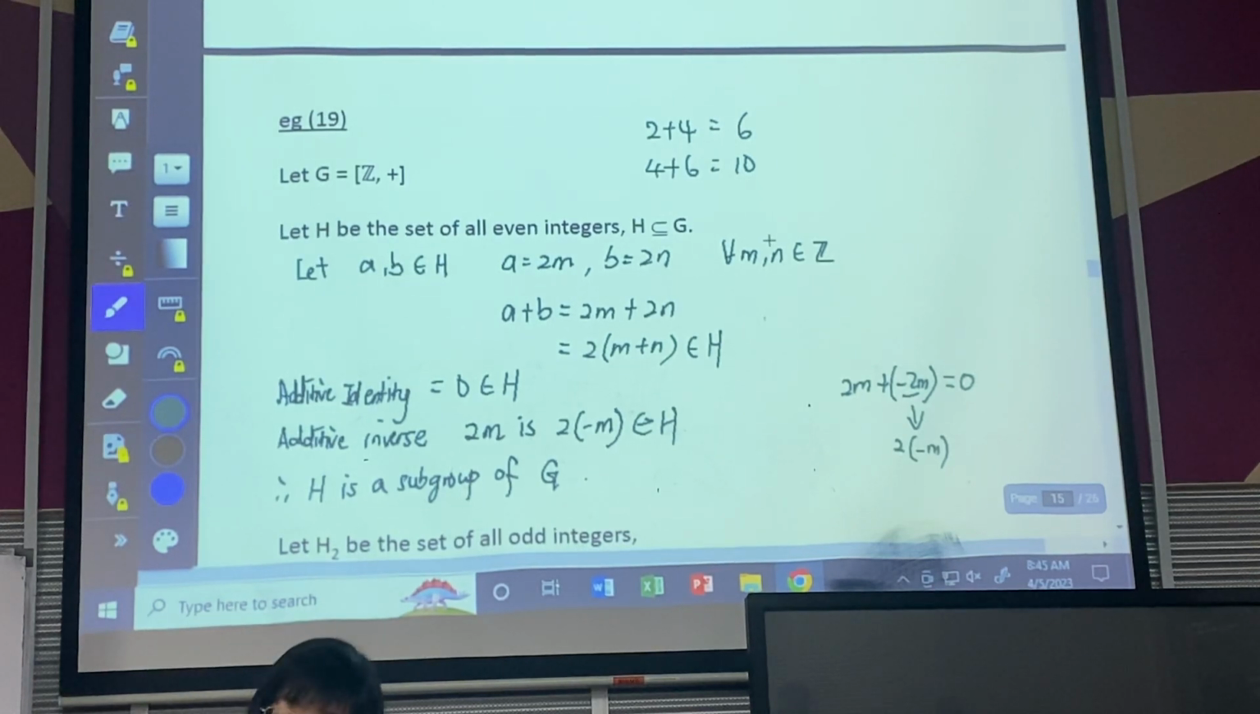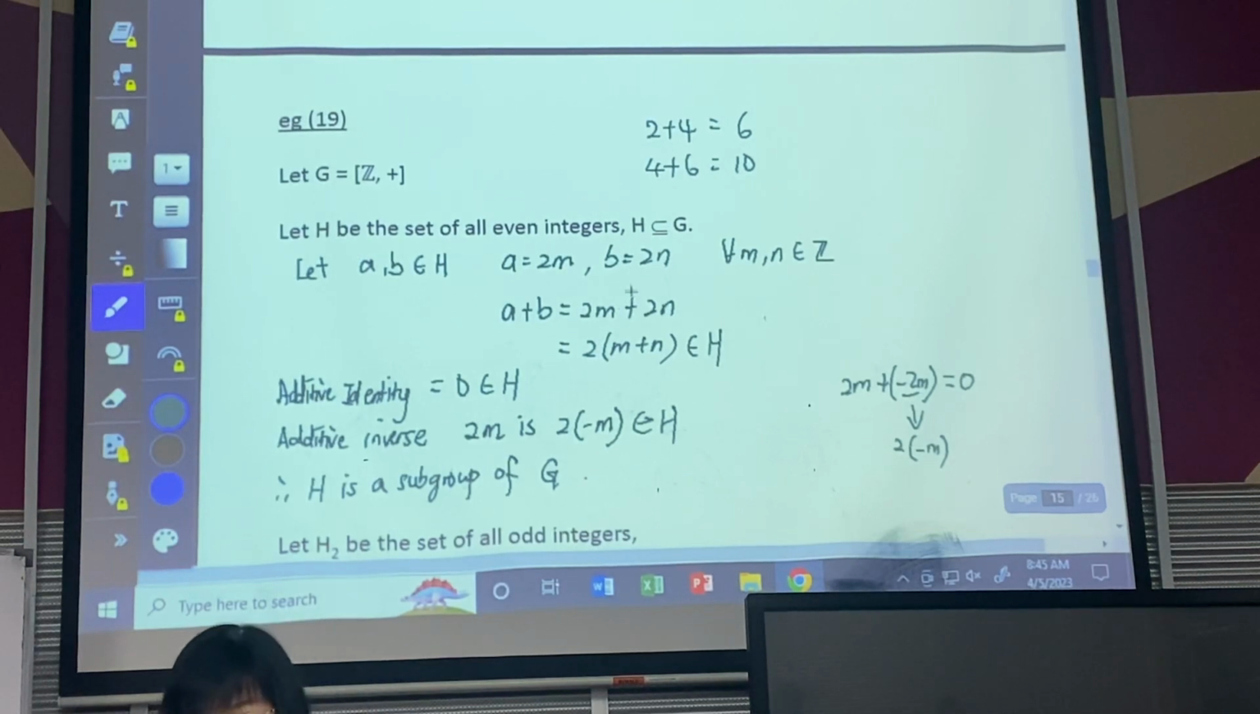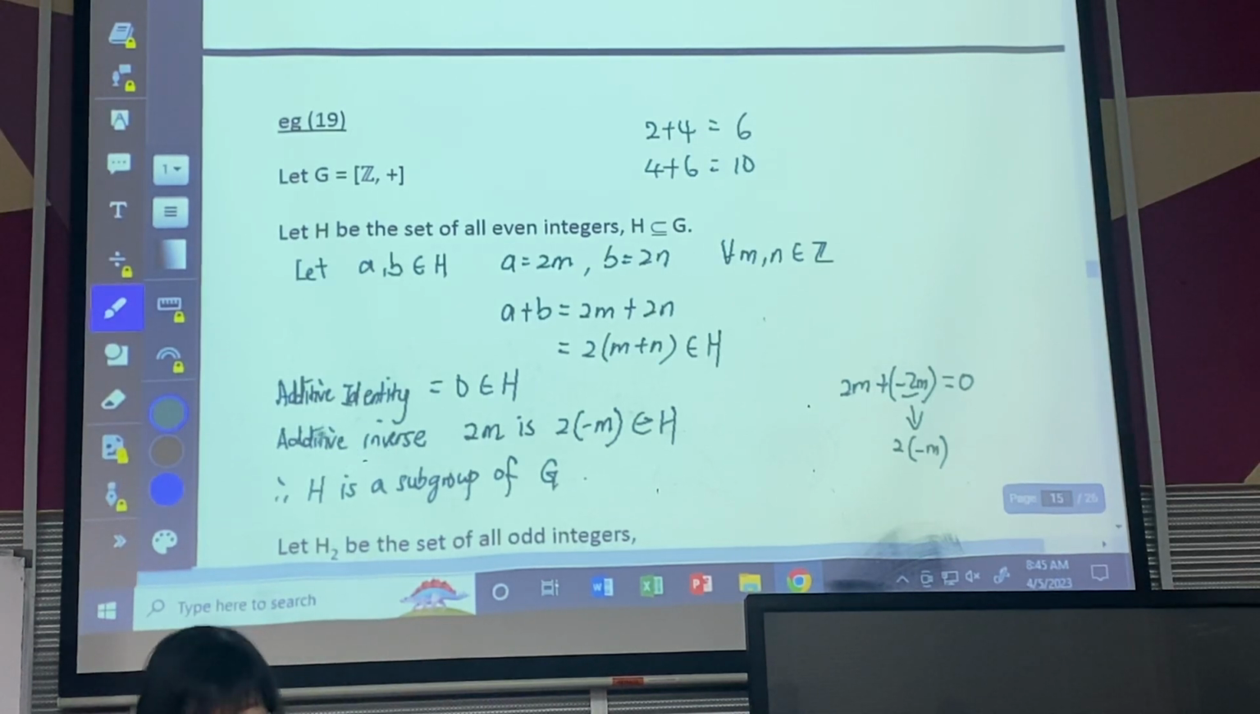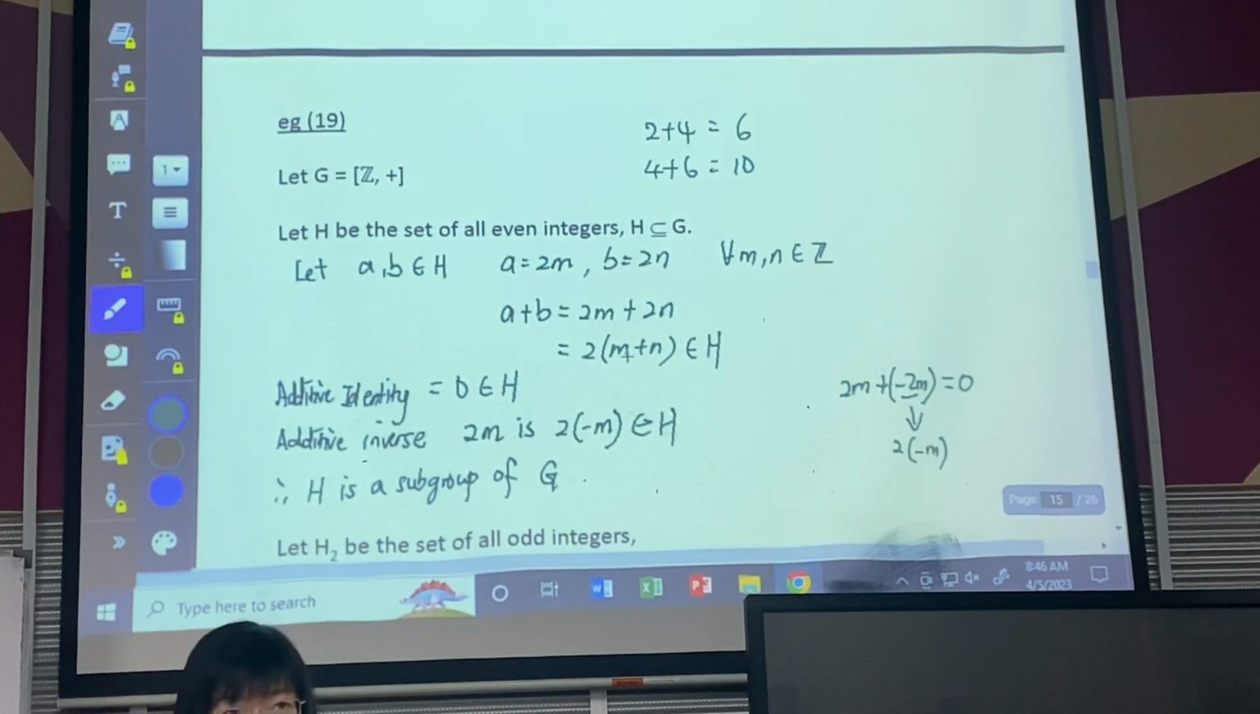So the 3 conditions for a subgroup, repeat. The first one, you must show that after the operation on 2 elements, you get back the same set given, which is a valid binary operation. The second one, the identity must also belong to the set given, which is the even integers here. And the third one, the inverse element you found must also belong to the even integers. So here you have the 3 conditions to show that it is a subgroup of G. Okay, understand?